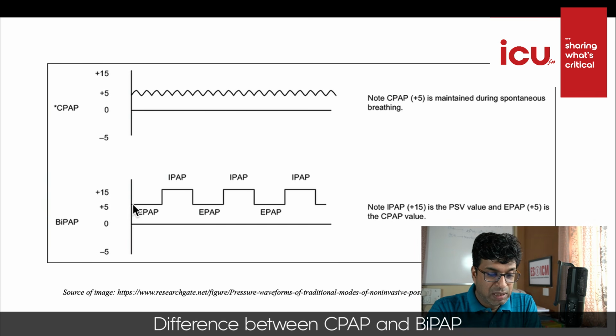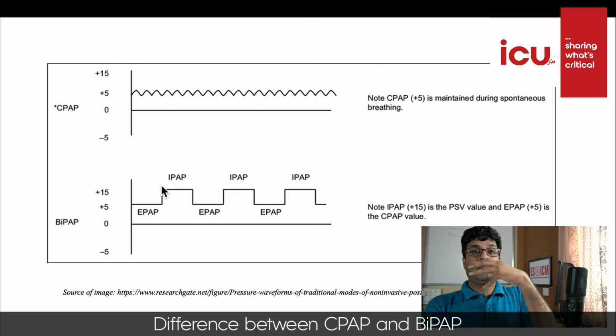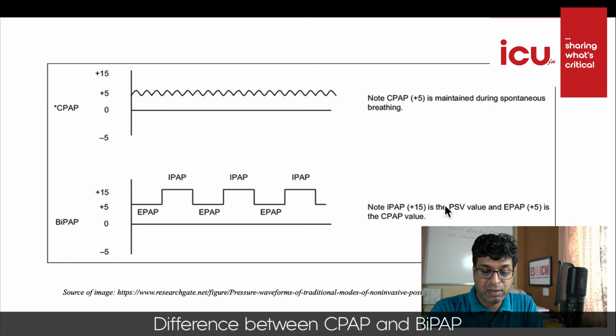But what happens in EPAP, there remains a pressure, see, of 5, beyond which is keeping the alveoli open. But IPAP is helping to increase the pressure. It is helping to inflate the lung, and now in expiration it again drops down to a particular level, but it doesn't fall below EPAP. So note, in IPAP 15 is the pressure support value, and EPAP is the CPAP value.